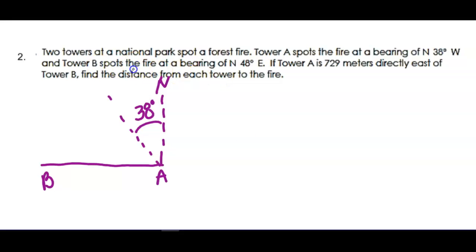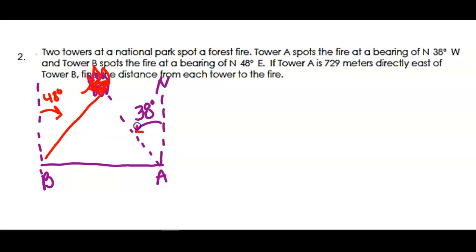Okay, Tower B spots the fire. I didn't read this very well here. Here's the north-south line that goes through Tower B, and he spots the fire. The fire is out here somewhere. I should make it red, I guess. Flames. I don't know how you draw flames. I'm doing a really bad job of it. He spots it off of north. He would go towards the east, 48 degrees to be able to see that.